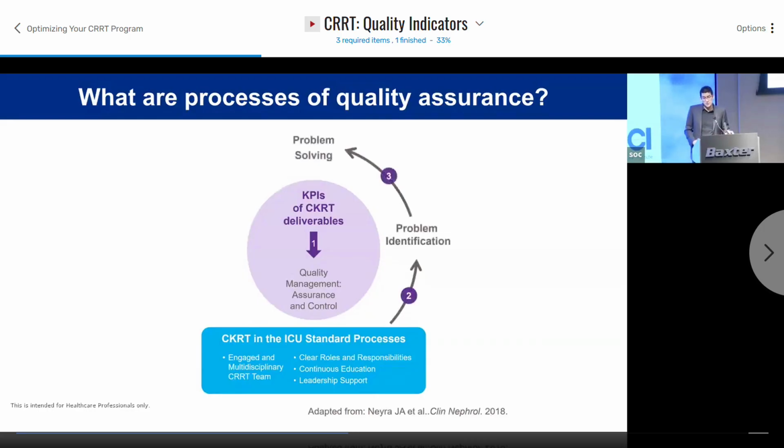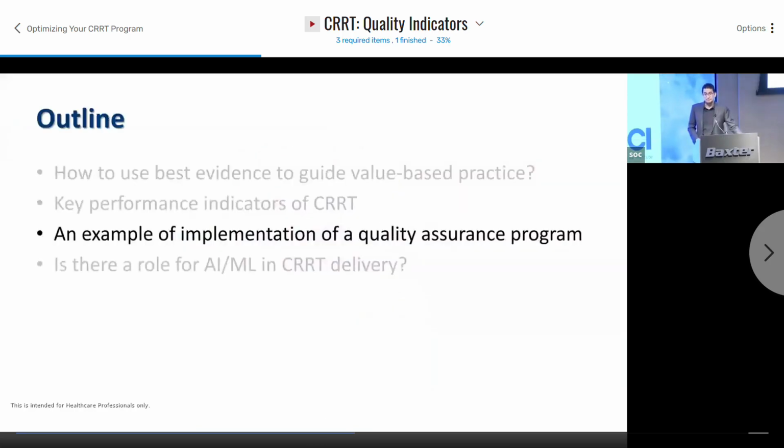Now, problem identification, problem solving, process improvement, this is very important. And this is an iterative process. And the only reason you can continue to make this iterative is if you care about it. If you care enough, you will try to improve it. If you don't care about it, just find someone else to do it.